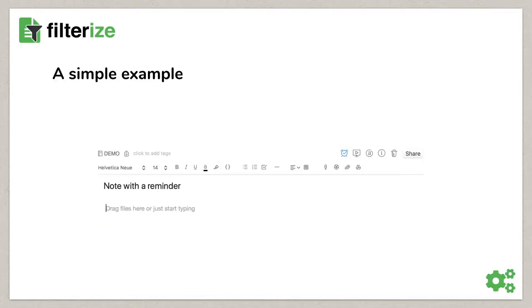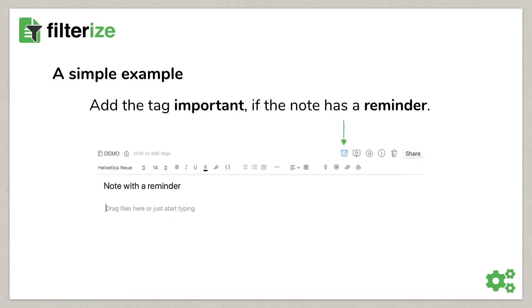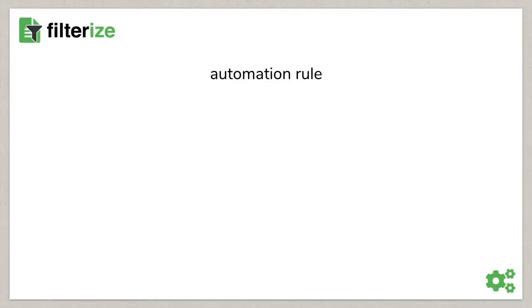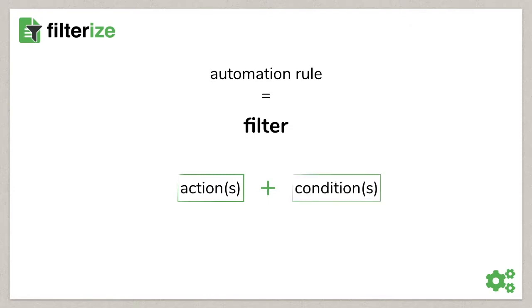For example, you could have a rule that adds the tag important for you to a note if the note has a reminder. Therefore, what do you have to do practically in Filterize? Create an automation rule. Automation rules are called filter in Filterize. The rules always consist of one or more actions. They define what Filterize should do for you in Evernote. And of one or more conditions, so that Filterize knows when to execute the actions.